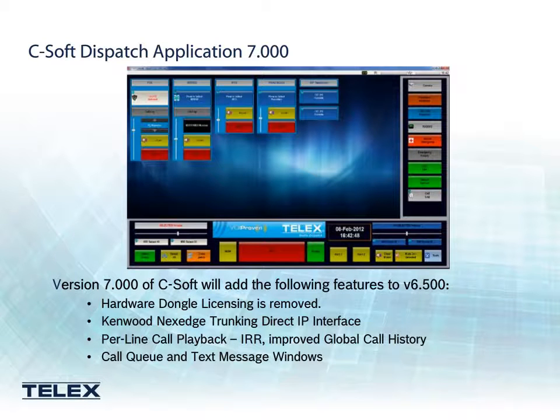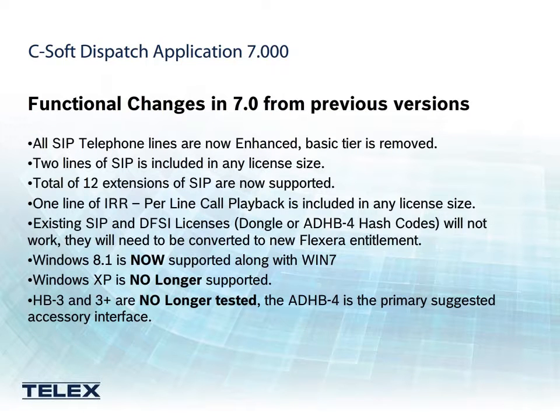Version 7 will add the following new features: a new licensing technology that removes the USB hardware dongle, a direct IP interface for Kenwood NextEdge trunking, per-line call playback with improved global call history window, and a call queue and text functionality.